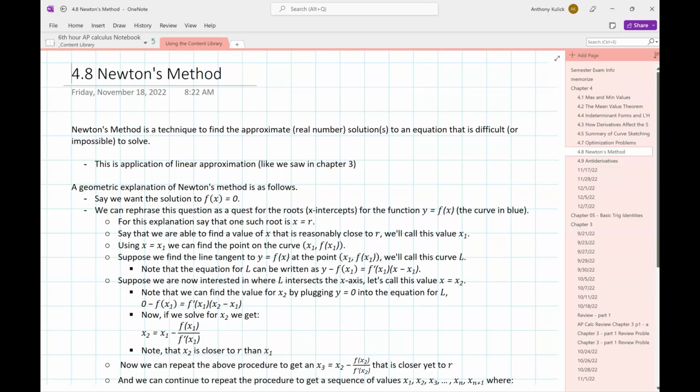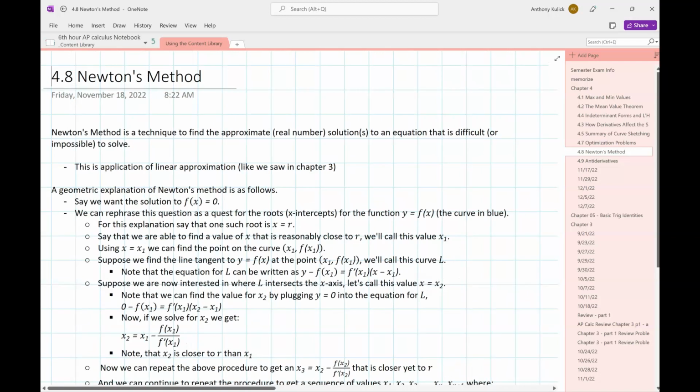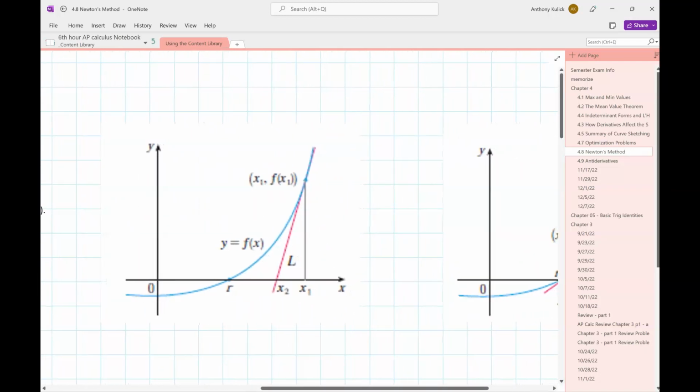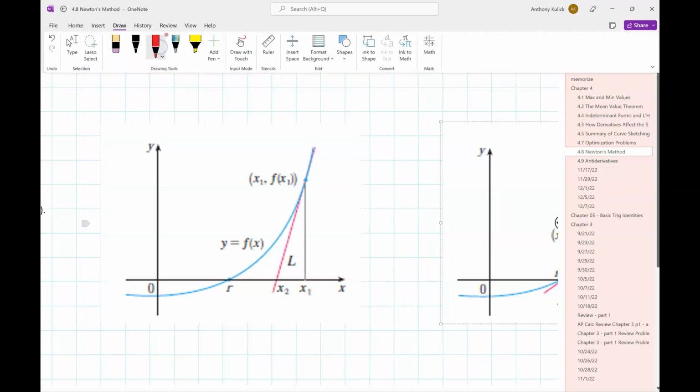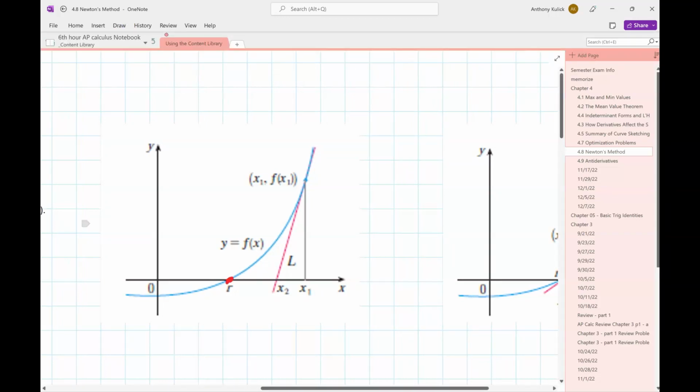Anyways, so this is just like a linear approximation method. This is the idea. We have some function f of x. We have the actual solution here, r. We make a guess. Say x1 is my guess. So I find the point x1, f of x1, and I draw the tangent line to the curve at that point. That's the thing in pink. I figure out where that tangent line intersects the x-axis. That becomes my next guess.